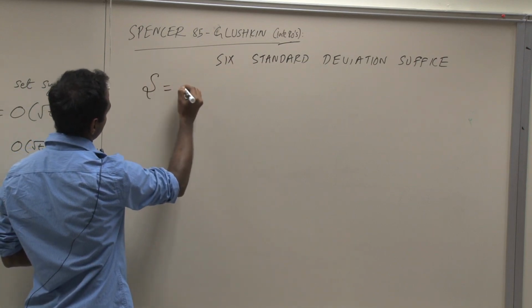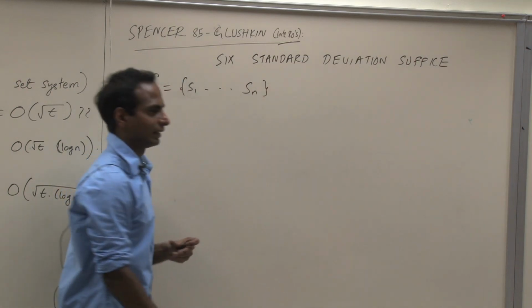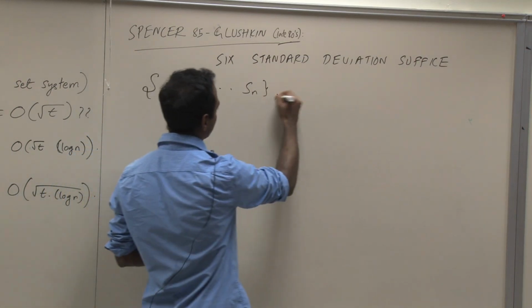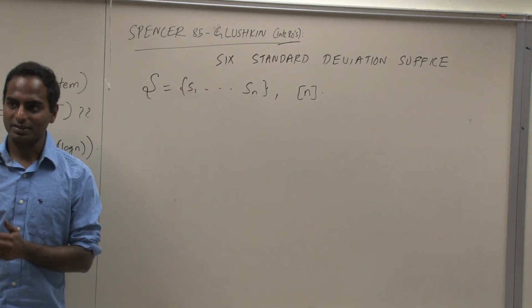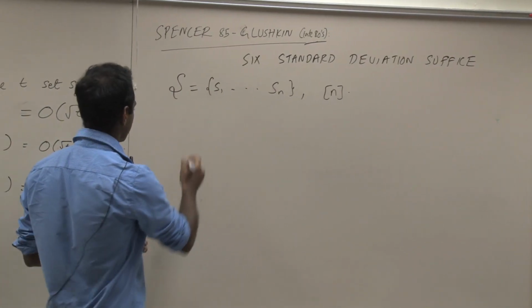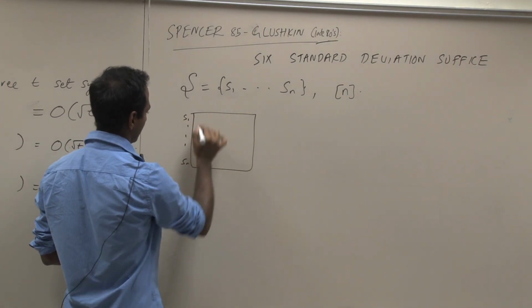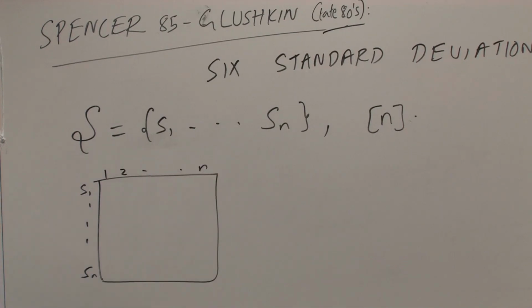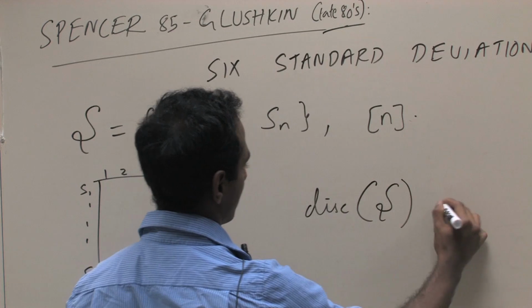And so here you have a set system. Let's say it's of size exactly n, where n is also the size of the universe. So you have n sets in a universe of size n. So in matrix terms, you have a square matrix now. Right? You have S1 up till Sn, and you have 1, 2, 3 up till n. And the question is, how bad can the discrepancy of such a set system be?